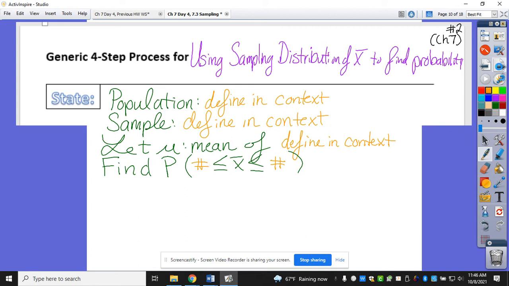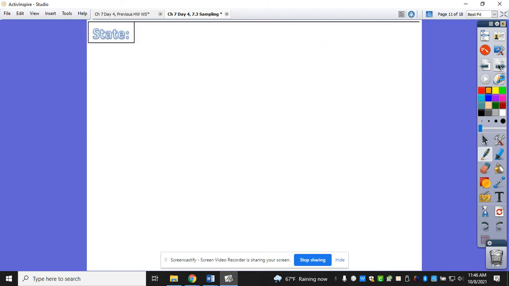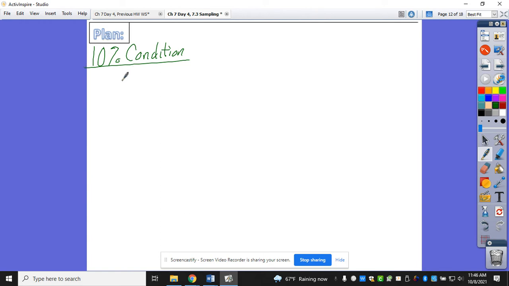All right, so plan, what's our first thing of plan? We're still going to do 10% condition. None of that is going to change. What is 10% condition? Then you plug in your numbers.